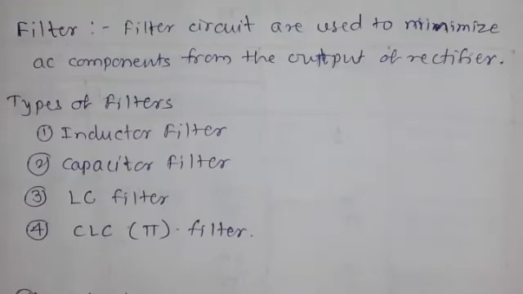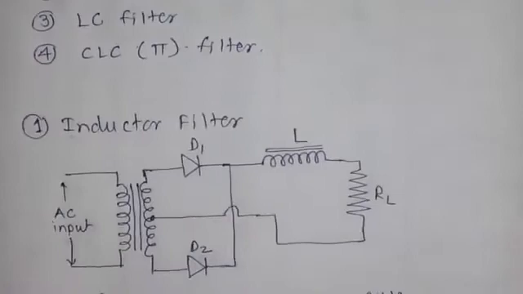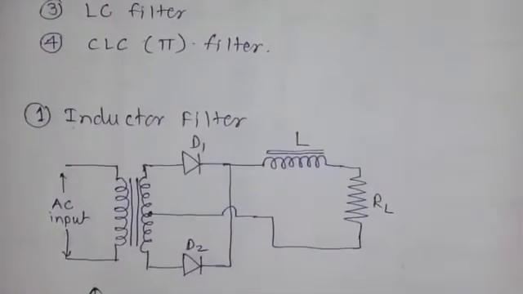With the help of this property, we use four types of filters, and these are the four types that we have seen in this diagram. Firstly, we start with the first filter, that is nothing but the inductor filter.